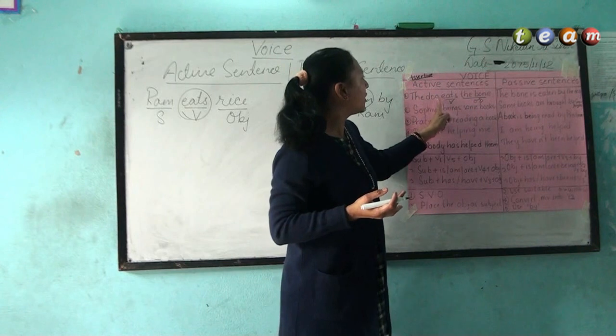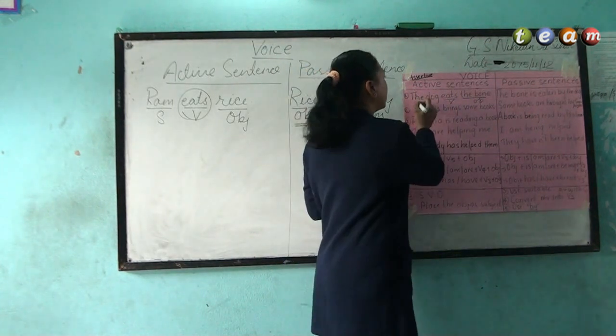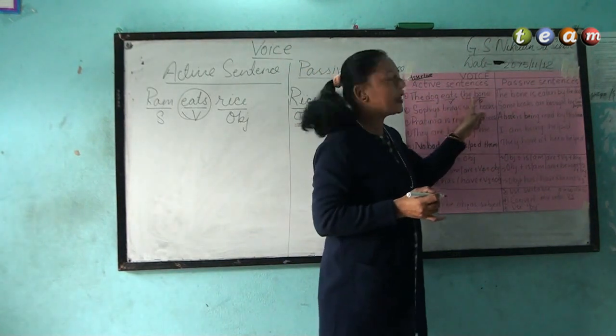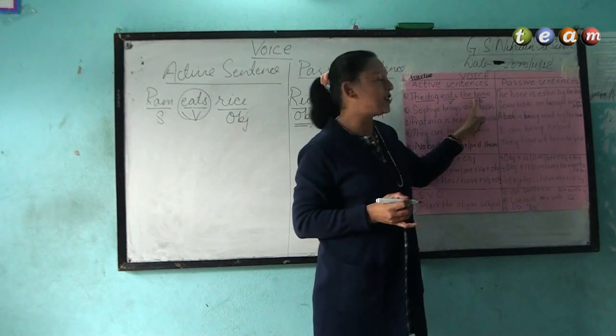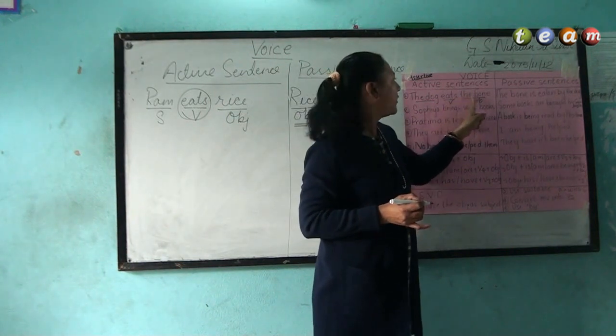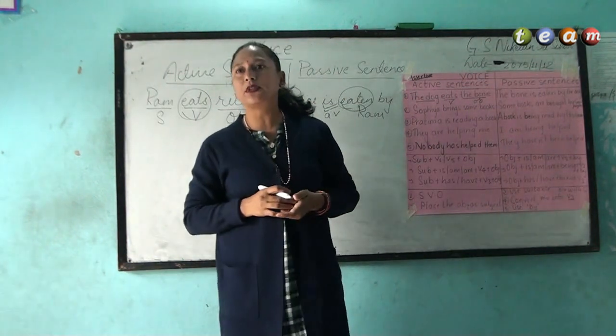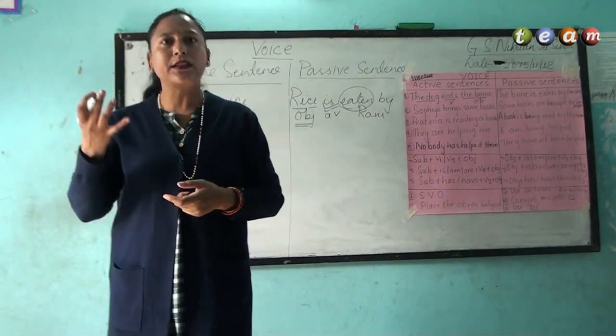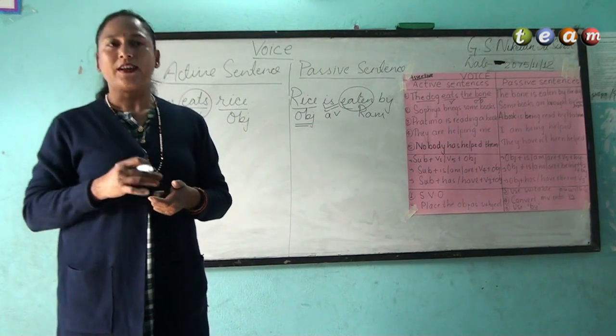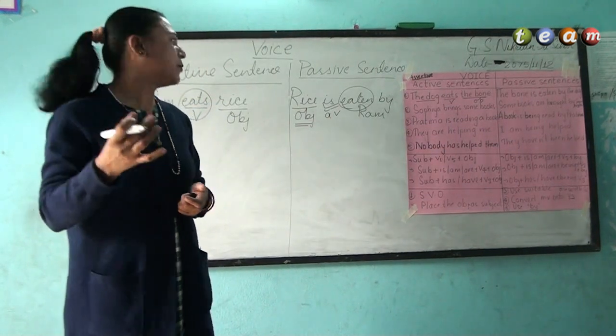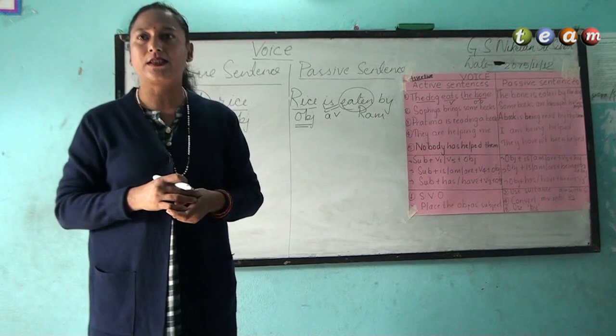That's why the dog eats the bone. The dog is the subject here, eats is the verb, and the bone is the object. Now, when you are able to identify the subject, verb, and the object, it will be easy for you to change them into passive sentences.